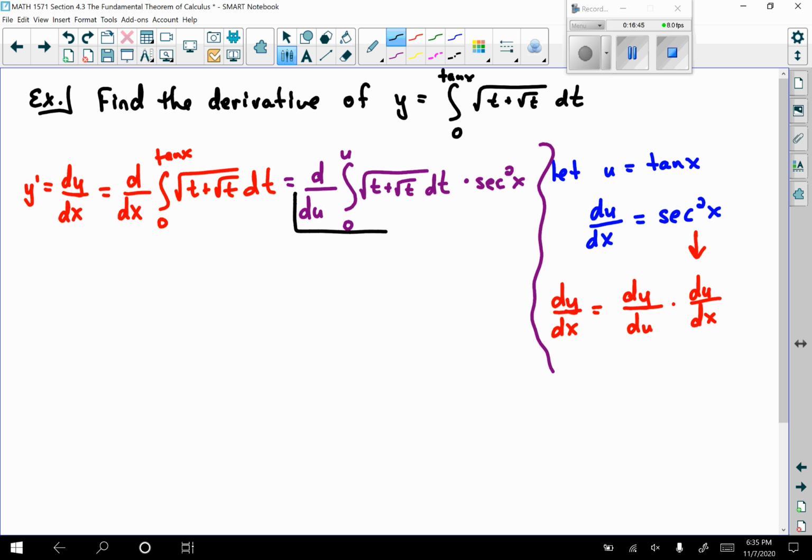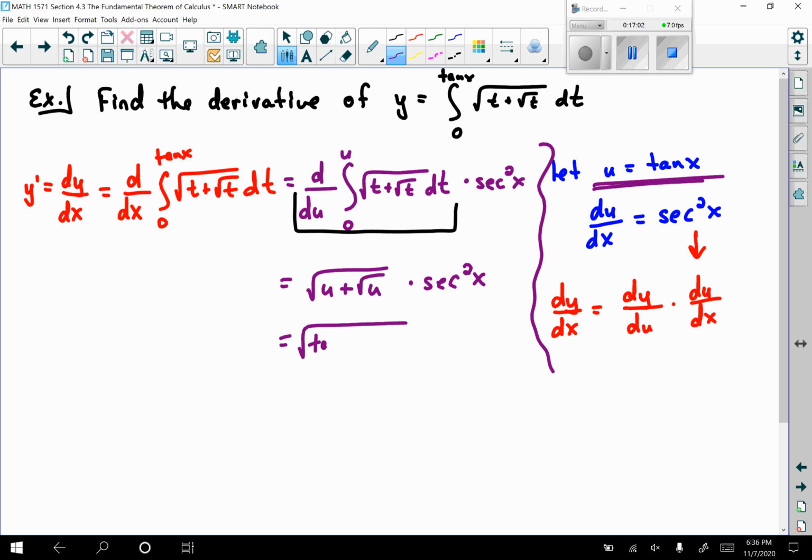So now what I could do with this part is use that shortcut. So this becomes just the square root of whatever's up here, now that I have that down to a single variable. So u plus the square root of u times secant squared x. Now, again, u is tangent x, so I am getting the square root of tangent x plus the square root of tangent x times secant squared x.